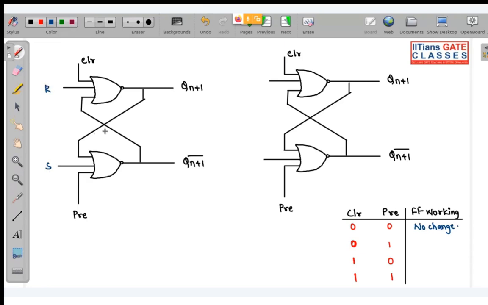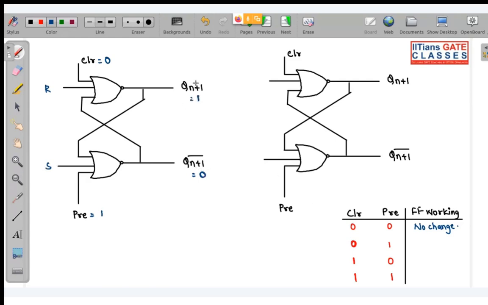Now assume clear is 0 and pre is 1, second case. The moment this pre is 1, what will happen? Output over here will be 0, irrespective of what is set, what is reset, we don't care. The moment one of the inputs of a NOR gate is 1, its output will be 0. And if this is 0, this is 1.